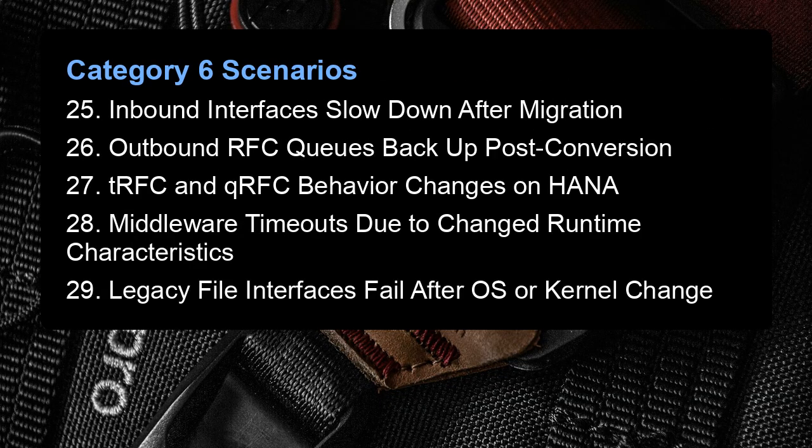Category 6 scenarios. 25. Inbound interfaces slow down after migration. 26. Outbound RFC queues back up post-conversion. 27. tRFC and qRFC behavior changes on HANA. 28. Middleware timeouts due to changed runtime characteristics. 29. Legacy file interfaces fail after OS or kernel change.